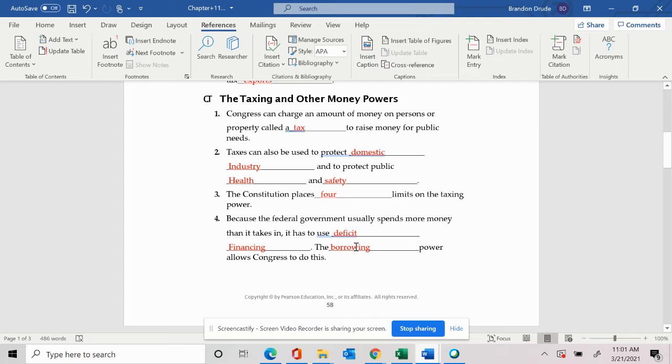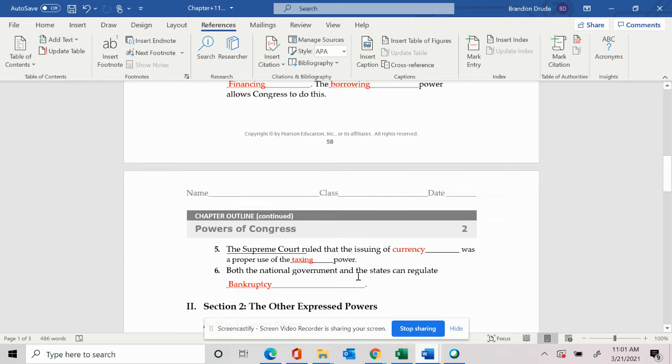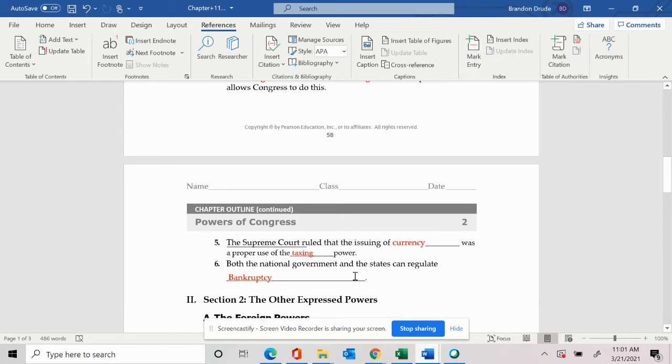And Congress has the ability to make up the difference by having a borrowing power. So they can borrow from private investors and they can borrow from other countries. And this is where our national debt comes from, the borrowing of money. Now, the Supreme Court ruled that issuing of currency, so money, was the proper use of the taxing power. So that gave, again, Congress more power when it comes to money and taxing.